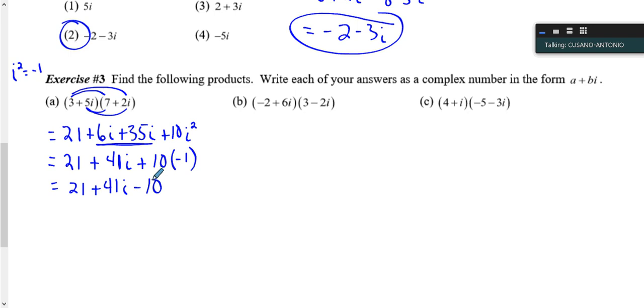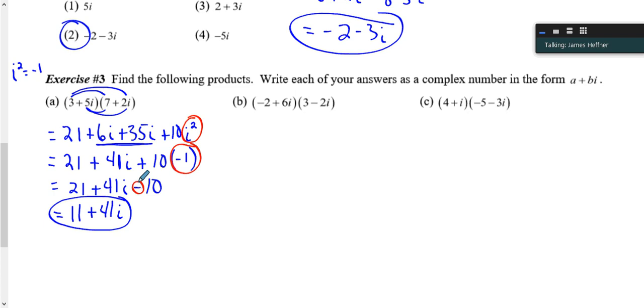Right? Yeah. And now let's combine the 21 minus 10, and what do you get? You get 11 plus 41i. Did I lose anybody with that one? Notice this i squared becomes a -1, and it actually causes you to subtract that 10 instead of adding it. Or if it was originally subtracting, you'd then add, right? Okay?